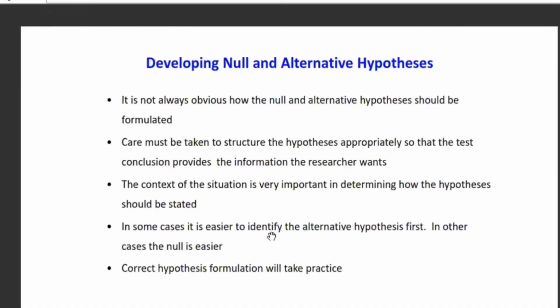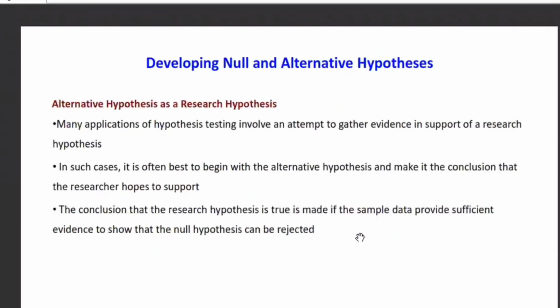In some cases, it is easier to identify the alternate first. In some cases, it is easier to find the null first. If you identify null first, alternate is just opposite. If you identify alternate, null is the opposite. Correct hypothesis formulation comes with practice. By practicing multiple examples only, you can easily formulate. By seeing one example, you can't easily formulate the null and alternate, because these are just opposite things and confusion will be there. You are listening to two opposite words continuously, and that is the reason it is getting confusing. But actually, there is nothing confusing.